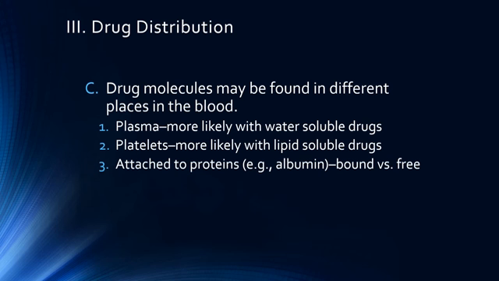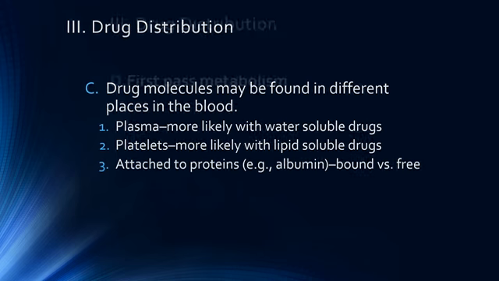They can also be attached to proteins like albumin. And we talk about these as being bound versus free versions of drugs. So for example, testosterone, you usually have two circulating versions, bound versus free testosterone. Bound testosterone can cross the blood-brain barrier, free testosterone cannot. And so that's an important distinction to understand about how drugs get distributed.